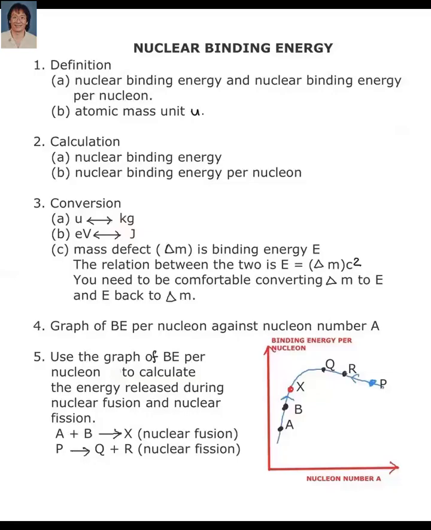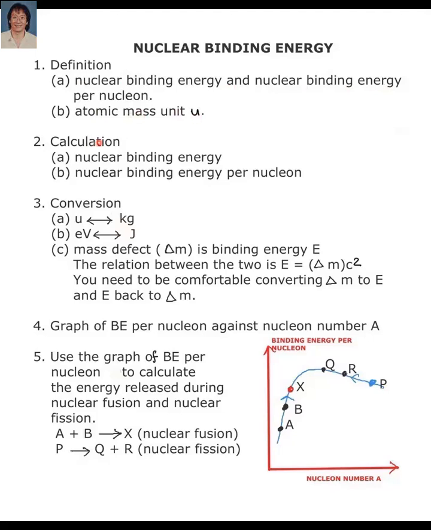We will now solve examination questions, but before we do that, we will take note of the important skills you need to have in order to solve the past year questions. The first skill you need to have is definitions. You need to be able to define nuclear binding energy and nuclear binding energy per nucleon. Then you need to know what is atomic mass unit U.